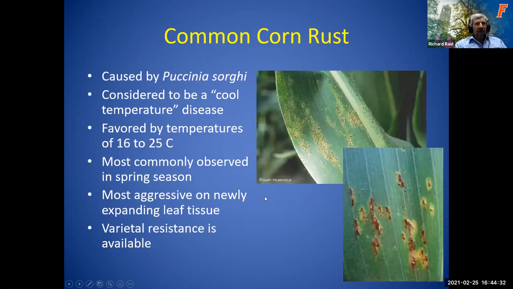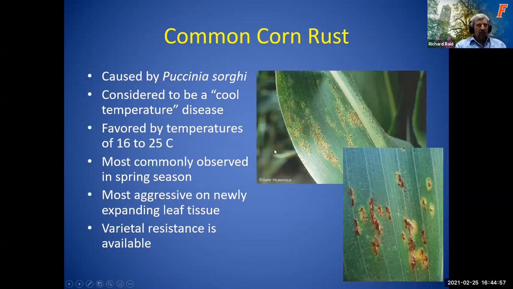Common rust is caused by a fungus, Puccinia sorghi. We really consider this rust to be a cool temperature disease. It's favored by temperatures of 16 to 25 degrees Celsius, and we typically see it most commonly in the spring season. Very rarely do we see it in our fall season.